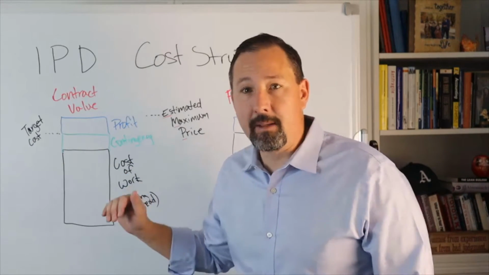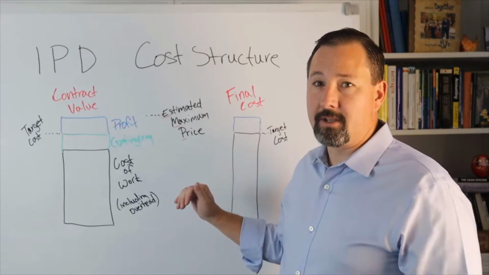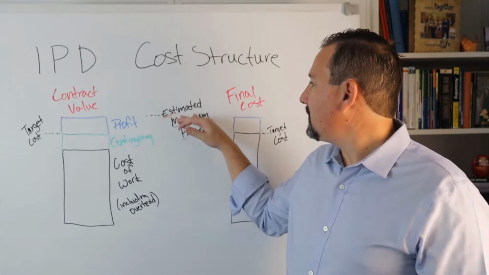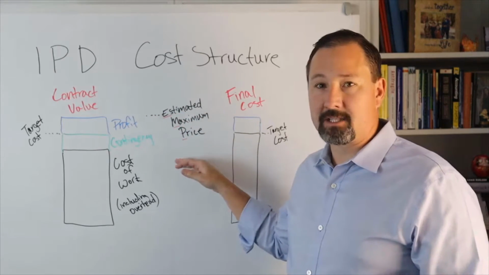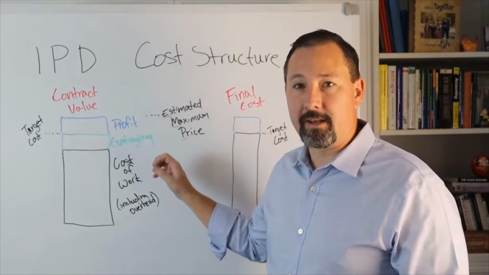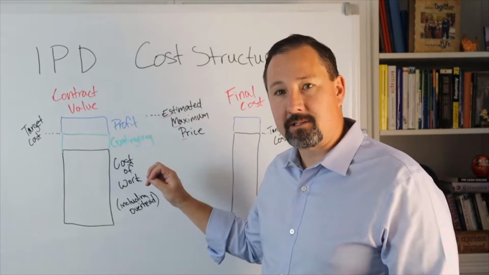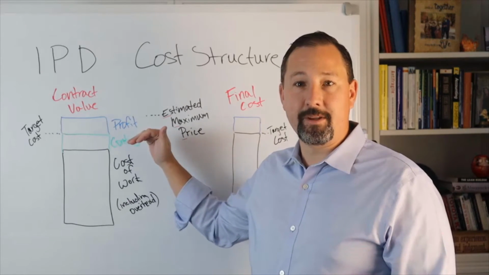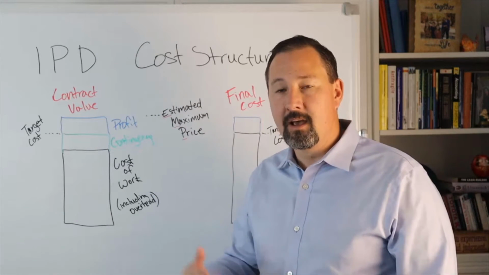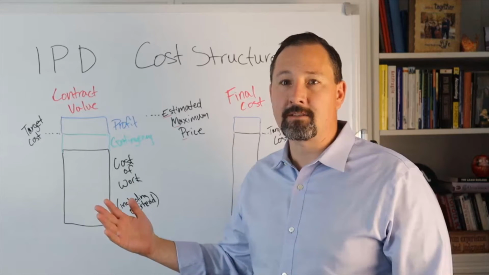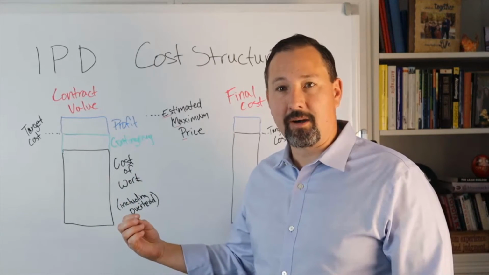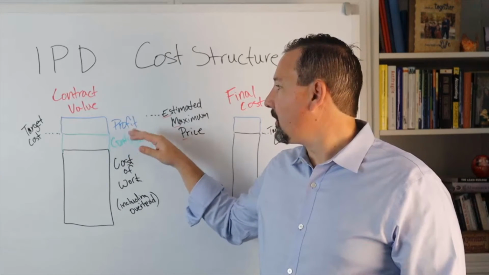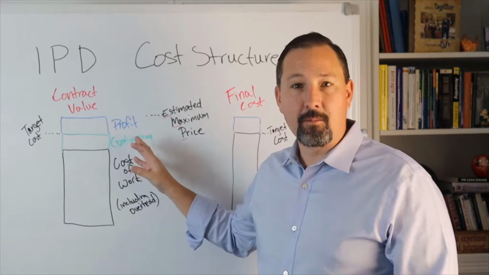In some IPD contracts, mostly the IFOA, the Integrated Form of Agreement, the value is looked at as an estimated maximum price, which includes the profit. The reason it's called an estimated maximum price is that in an IPD contract, the owner agrees to pay the cost. So if it exceeds the estimated maximum price, the owner will continue to pay those costs. The team will not get any profit for delivering the project. If the project finishes below that value, then the team is going to get some or all of their profit.